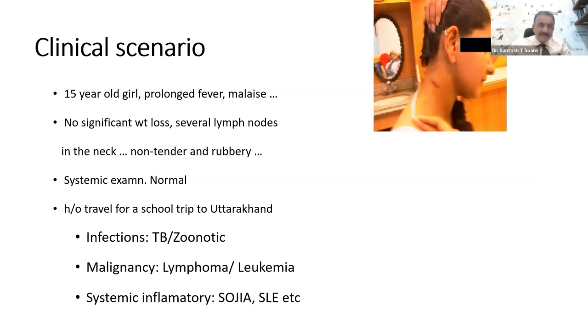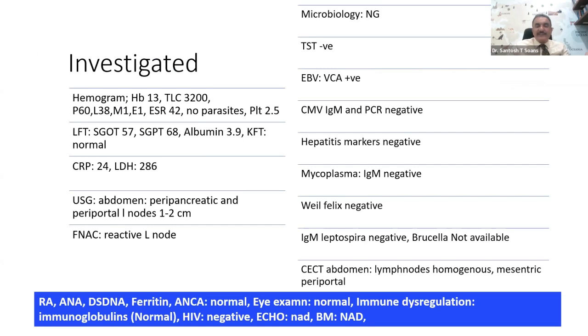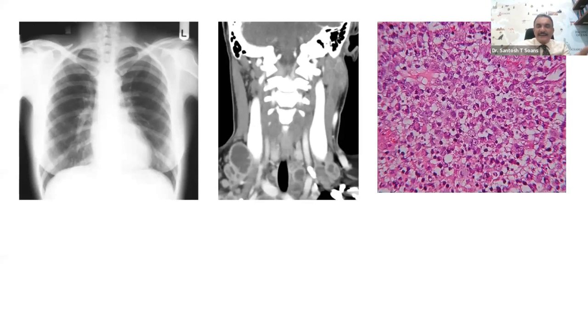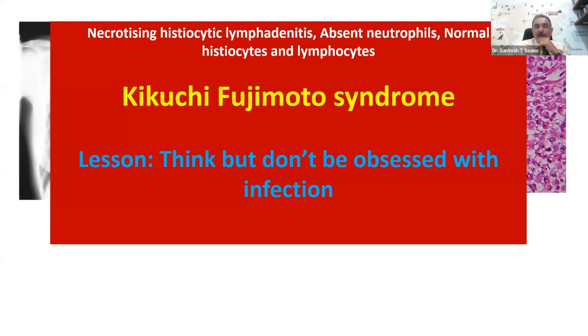This is the last case scenario: a 15-year-old, prolonged fever, no history of weight loss, several lymph nodes, no tenderness, rubbery. They thought of all these things and did the investigation. Every investigation was negative except Epstein-Barr virus was positive. Then we did the chest X-ray, a CT, and we did a lymph node biopsy also. Lymph node biopsy showed Kikuchi-Fujimoto syndrome. I'm just putting this because sometimes we get an exotic diagnosis.